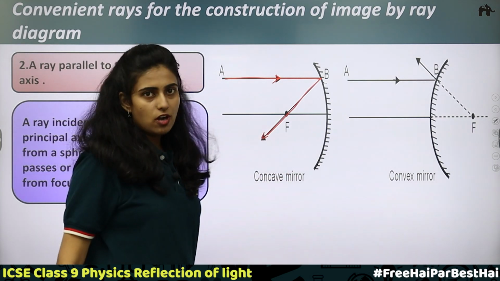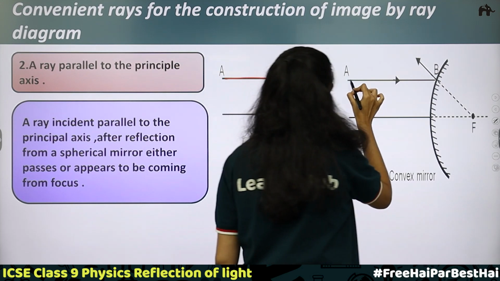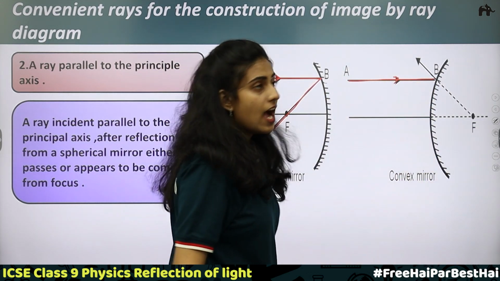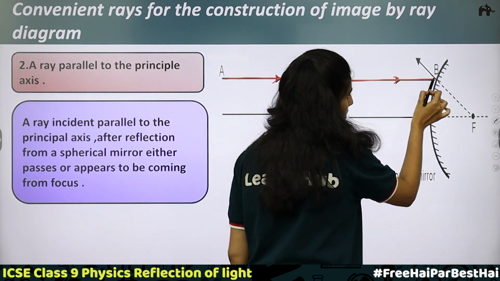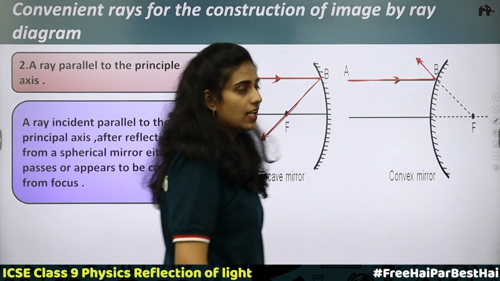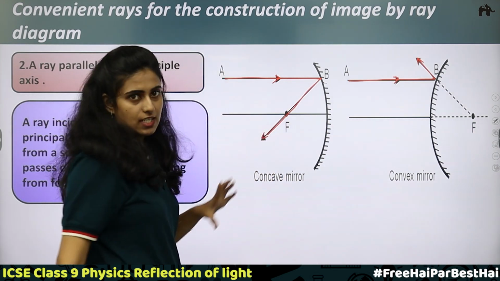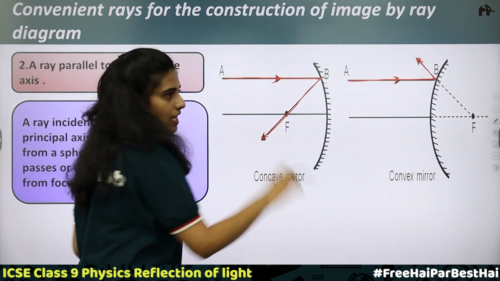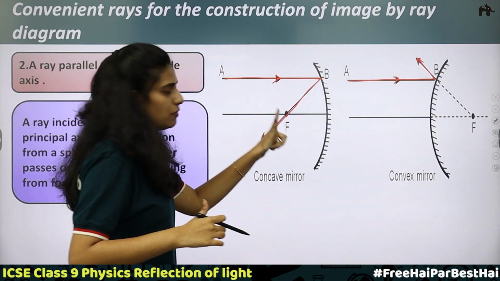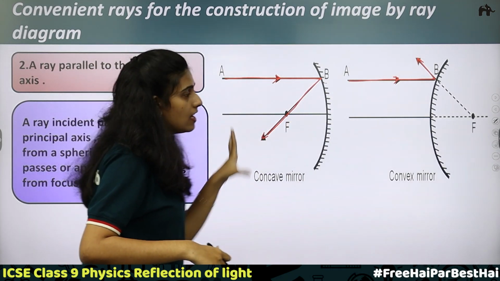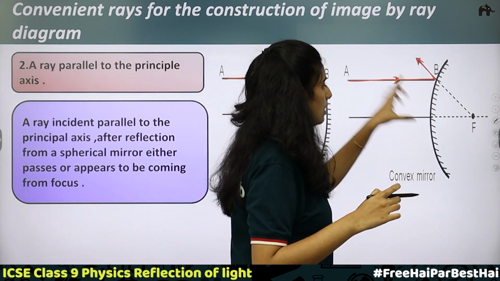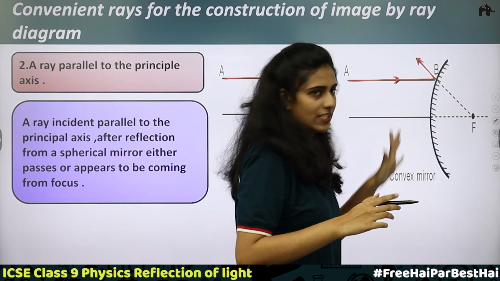Now, in the case of a convex mirror, you can see that AB is the incident light ray. What is happening after reflection? After reflection, we can see that the reflected ray appears to come from the principal focus. If you have parallel light rays from an infinite source, you can see all of them converge at the principal focus in case of a concave mirror. In case of a convex mirror, all of them appear to diverge from the principal focus.